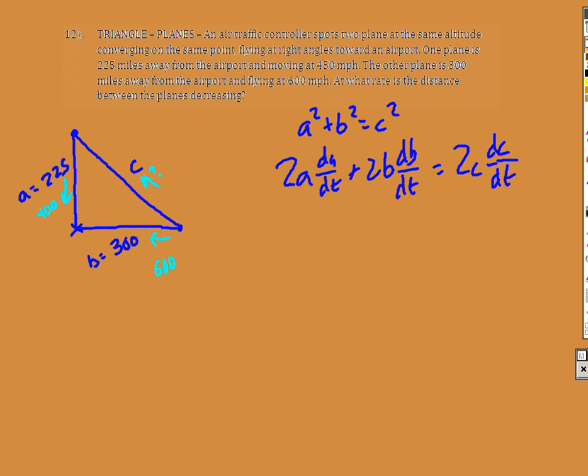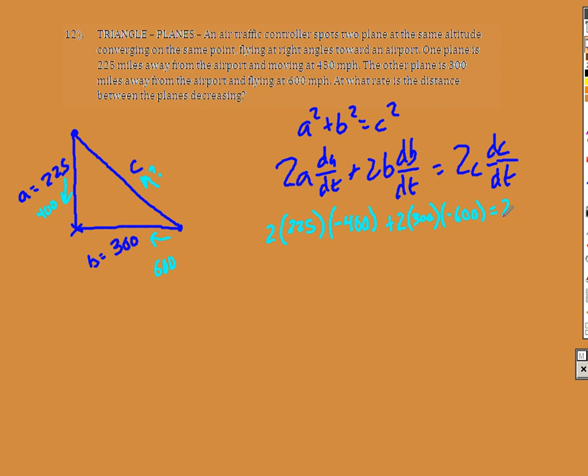We plug in now what we know. So what's changing? 2 times A at this point is 225, so I can plug it in now. Change in A, 400. Positive or negative? It should be negative because it is decreasing. This length is decreasing in the end. Same here. 2 times B is 300, times negative 600. Same reason. It is decreasing that side length.